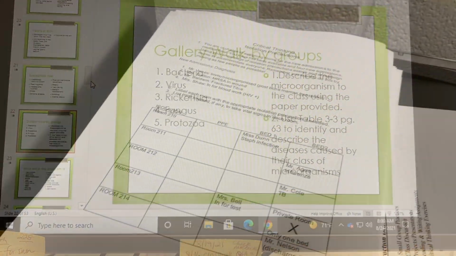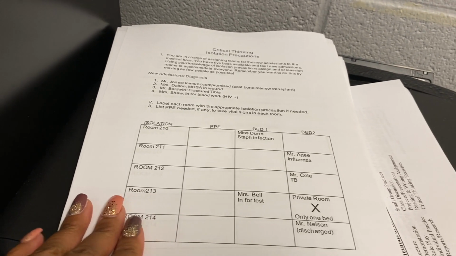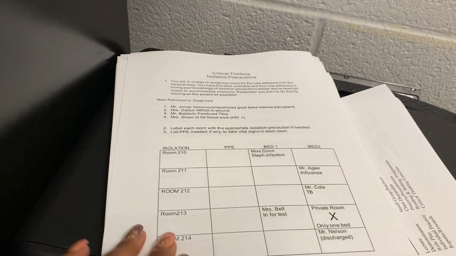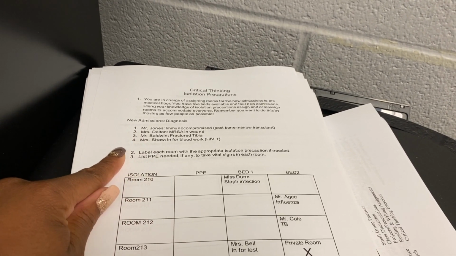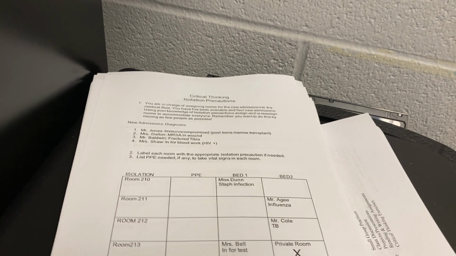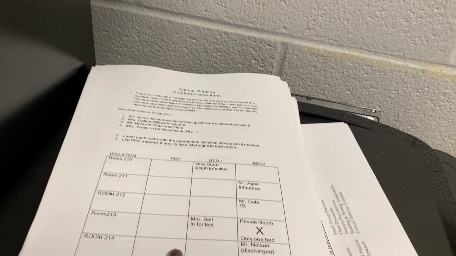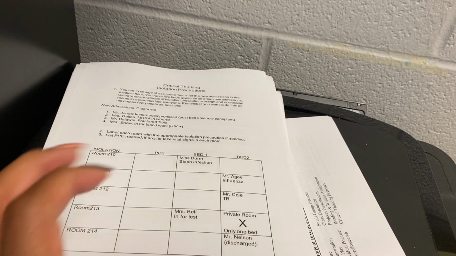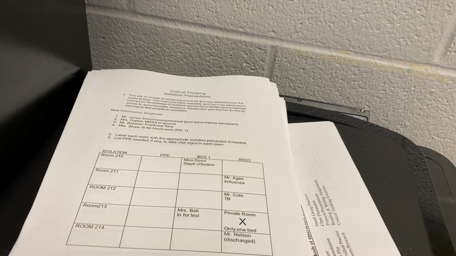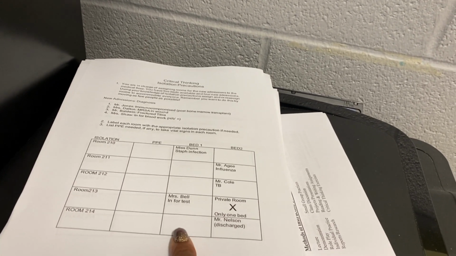Let me show you that. All right, so I printed these off, critical thinking, isolation precautions. So they'll read the little scenario. These are the patients, new admissions, and these are the isolation rooms, what type of PPE, which bed, if it's bed 1 or bed 2, and based on whatever the patients have, they will have to move the patients or put them close to somebody.